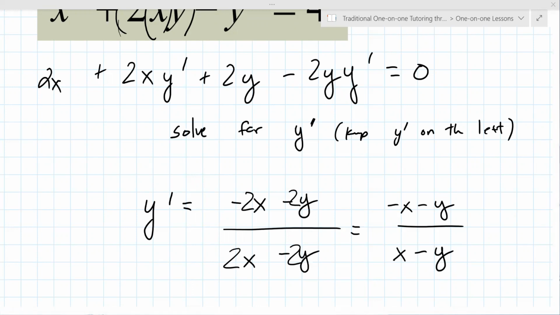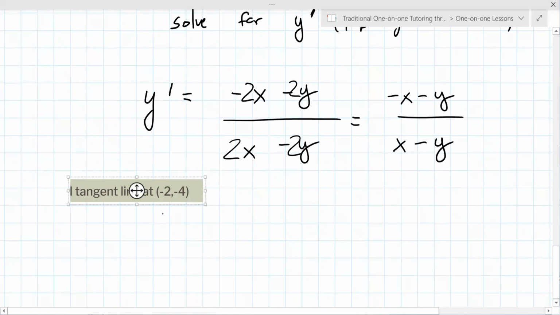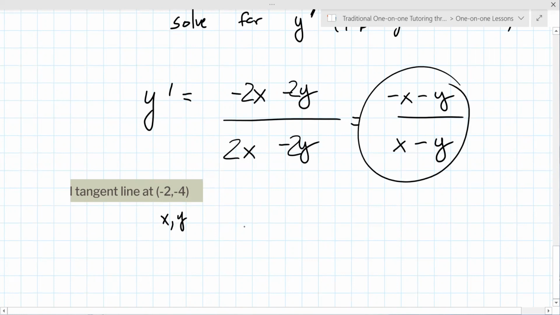Okay, so the real question here, besides just finding the derivative, was to get the tangent line. Now they give you a point, an x and a y, so you have to find the slope from this. Okay, it gives you the slope.